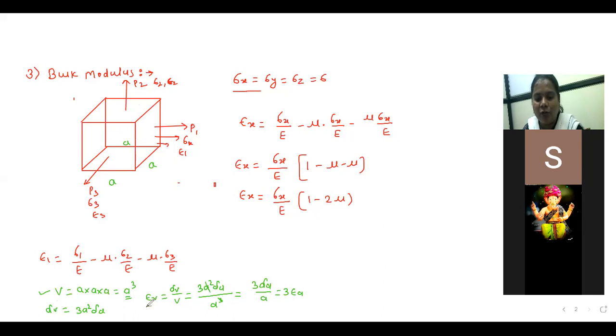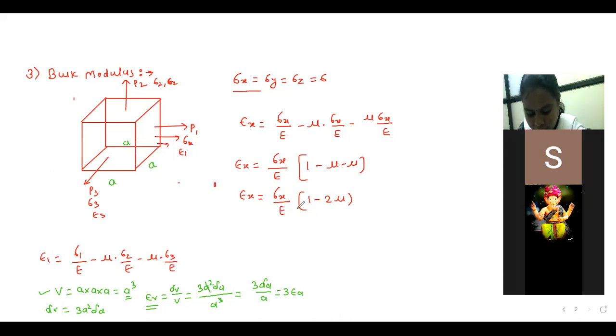Then you have to find the volumetric strain. Volumetric strain is equal to change in volume upon original volume, and change in volume is 3A square del A divided by A cube, that is the original volume. This A square and one A square gets cancelled. So what is remaining? 3 del A upon A, that is 3 epsilon A.